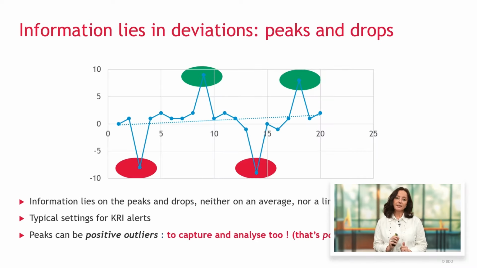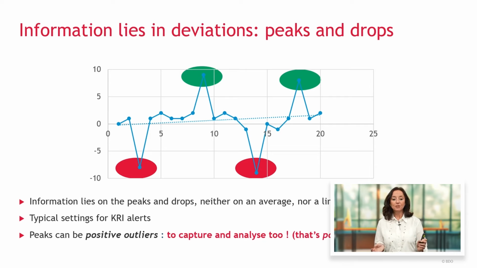Design of KRIs is particularly important, and I already warned you of the misuse of averages during incident data collection. It is particularly necessary to bear this in mind when you collect key risk indicators. Here, if you see this fictitious distribution, you have peaks and drops.